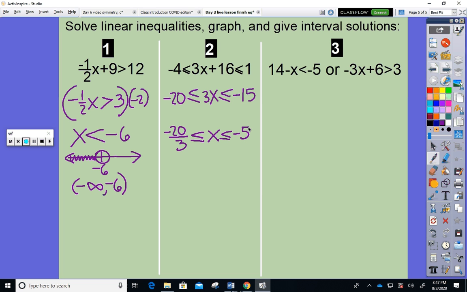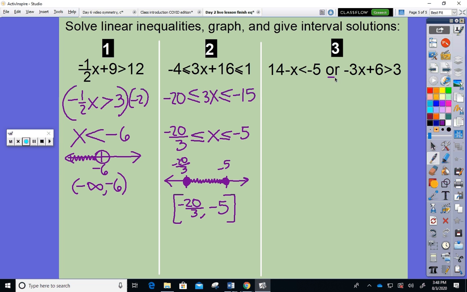So negative 20 thirds, remember, is like negative 6 2/3. And negative 6 2/3 really sits to the left of negative 5 as I've written it. But remember, I'm going to have negative 20 thirds, closed circle, negative 5, closed circle. And I'm saying that I want all x's that fall between my two bookends. So that means my interval is negative 20 thirds to negative 5. So a lot of times what we'll do is we'll begin to skip over the graphing and shading for these simple inequalities, and you'll go straight to interval solution.